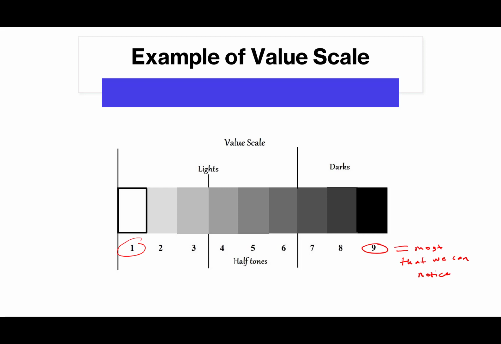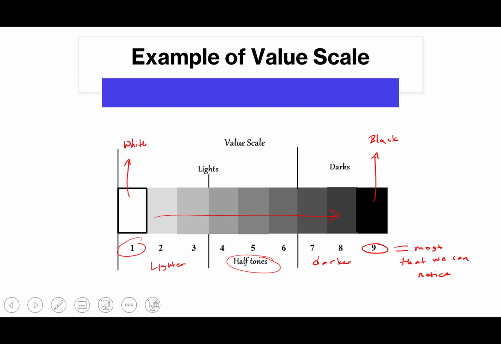So again, you start with white and you end with black, and the scale is everything in between from light to dark. Here they've broken it up into half tones in the middle, with the lighter values here and the darker values here. You don't have to break it up in between, but it can sometimes help identify the transition point.